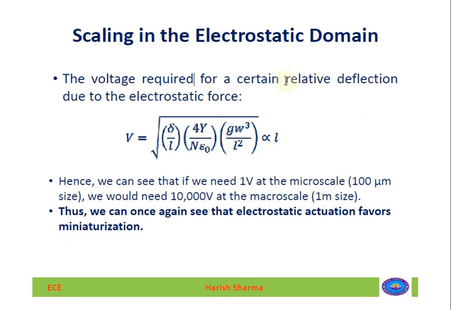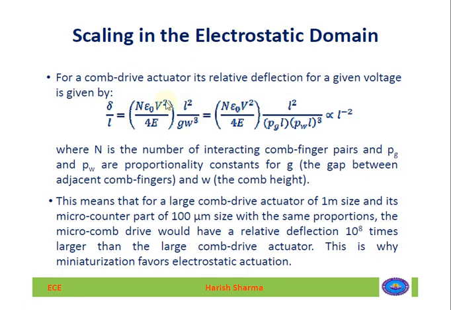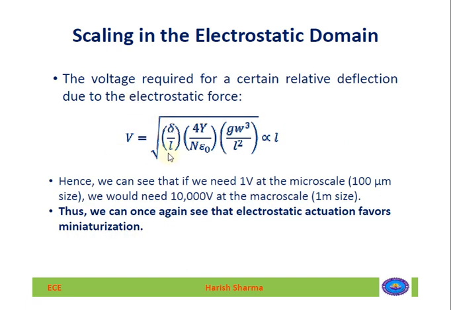Again, from the previous formula, we can find the value of voltage by writing the formula in terms of V. V square is delta by L multiplied by 4E G W cube divided by N epsilon naught L square, whole under root. So we get V equal to delta by L into 4E, or Y, the Young modulus, upon N epsilon naught, G W cube upon L square, whole under root.